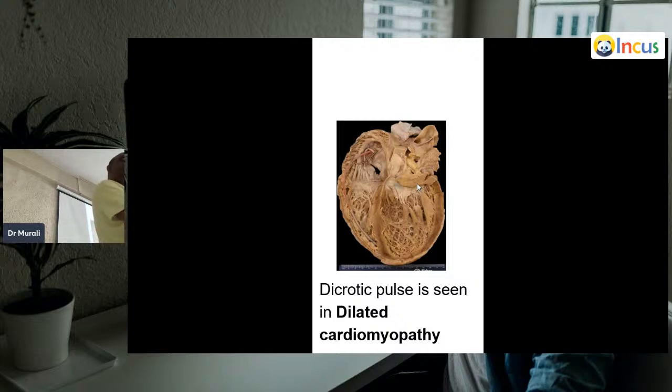Chronic hypertension leads to hypertrophic cardiomyopathy. But why dilated cardiomyopathy? What leads to dilated cardiomyopathy?